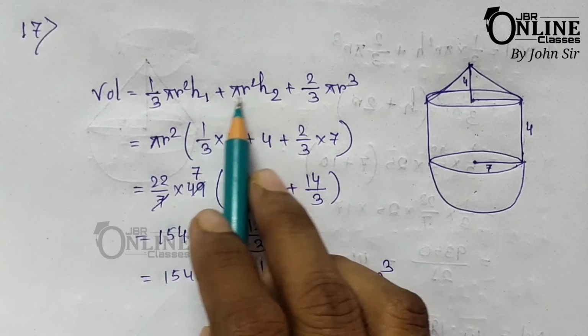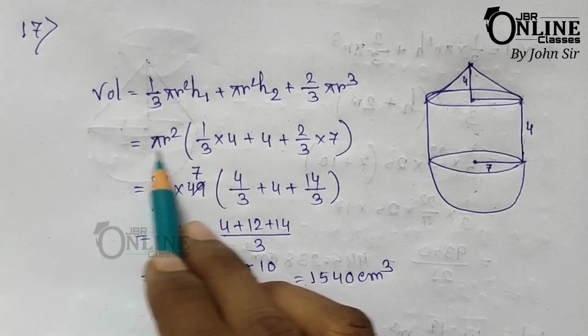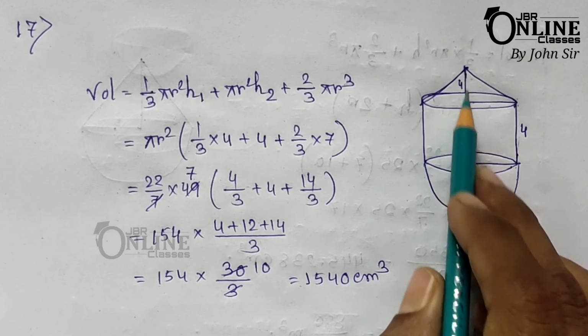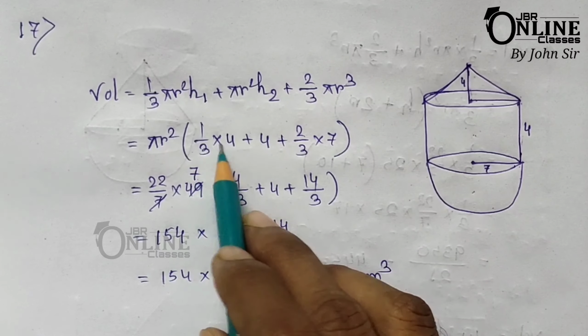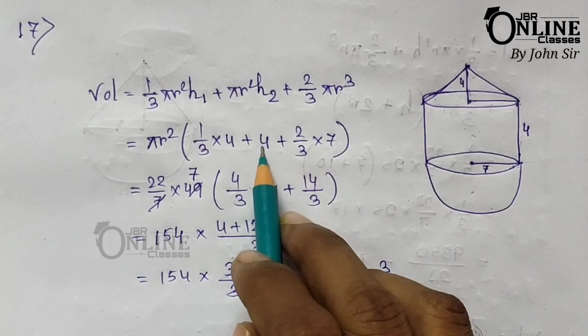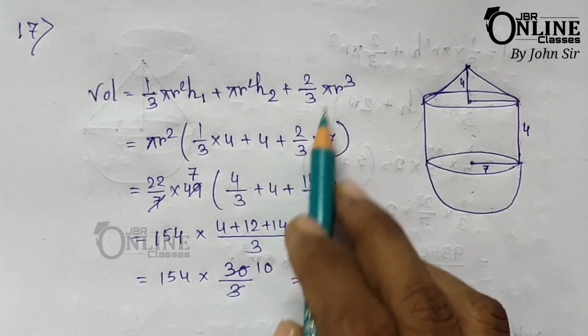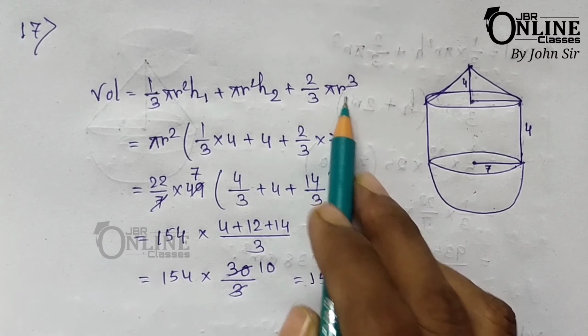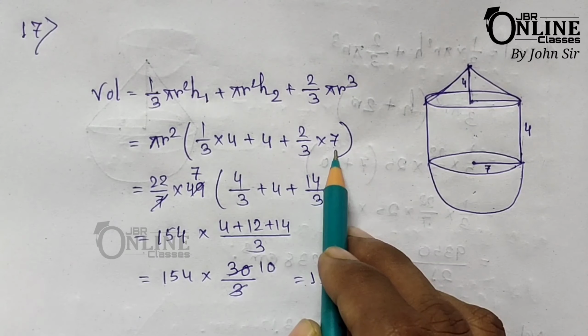So here pi r square will be common from 3. So pi r square, then 1 by 3 h1. Now h1 means height, that equal to 4. So 1 by 3 into 4. In the next portion h2, h2 means also 4. So write down 4. And there 2 by 3. And here if pi r square will be common here, then 1 r will be remaining there. So value of r equal to 7.